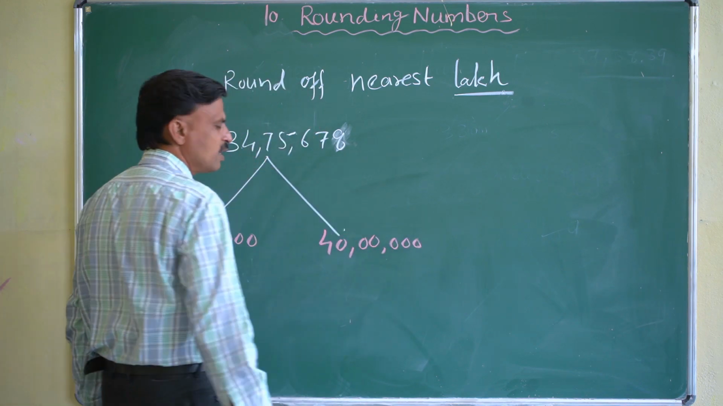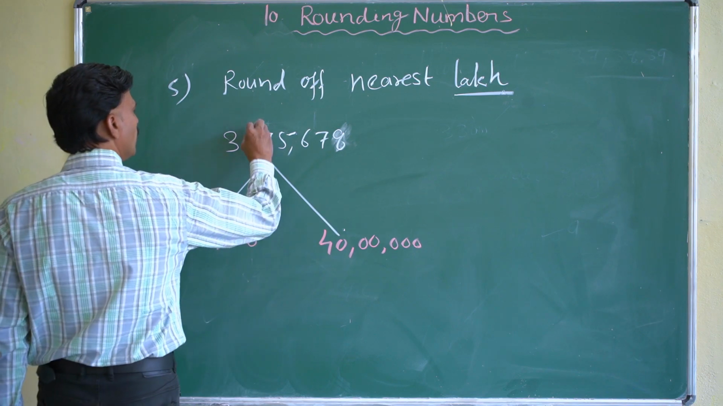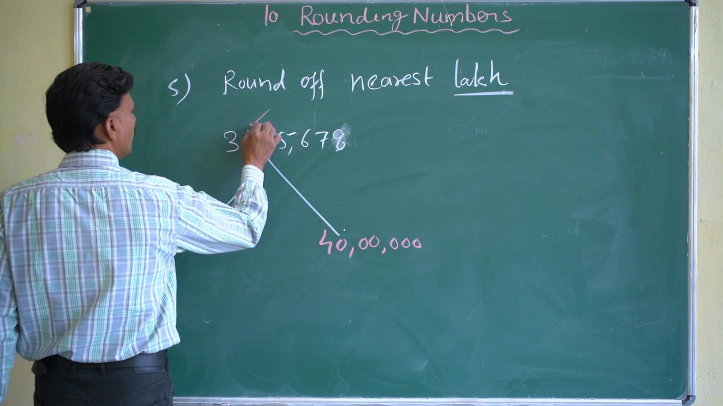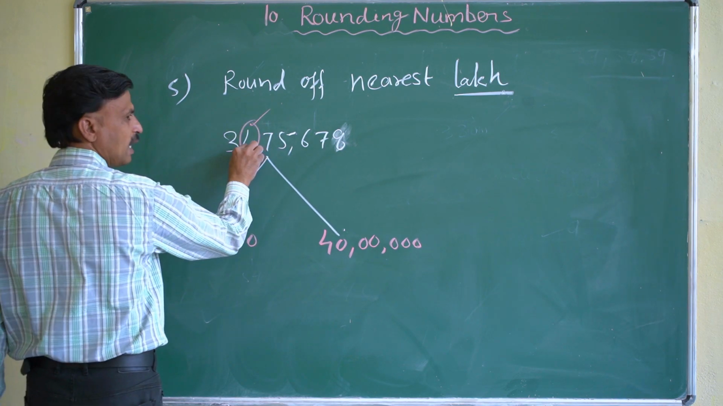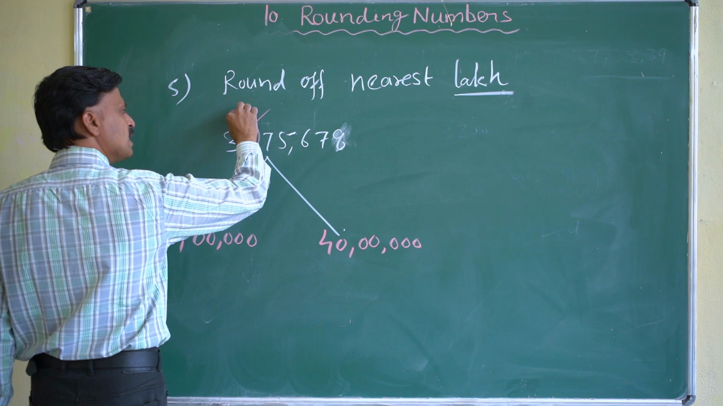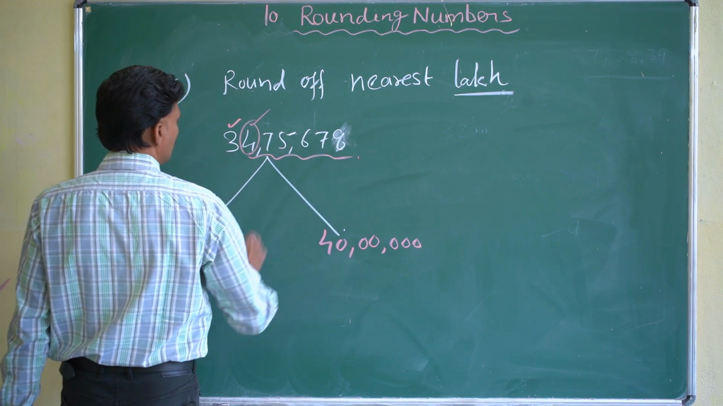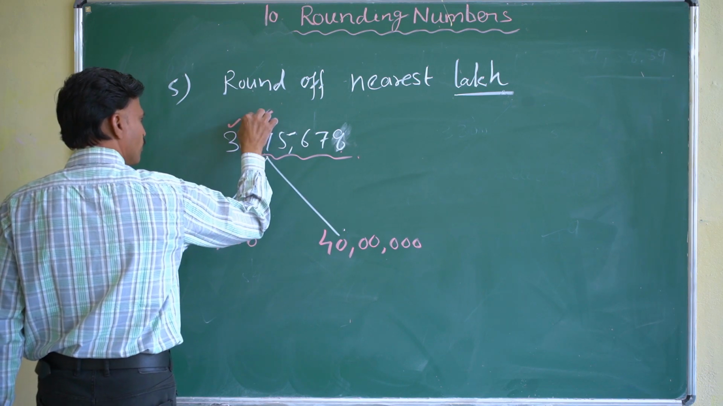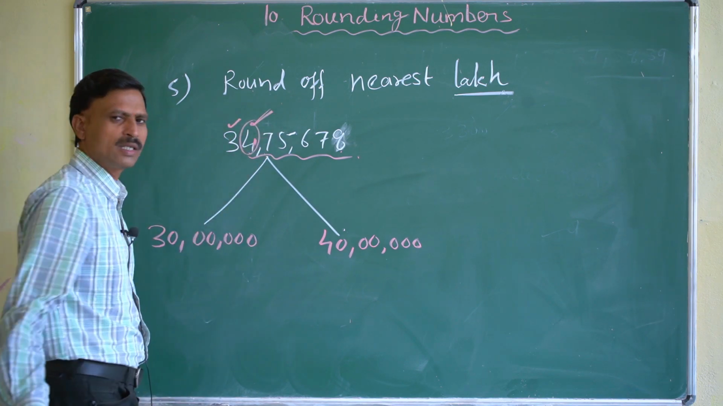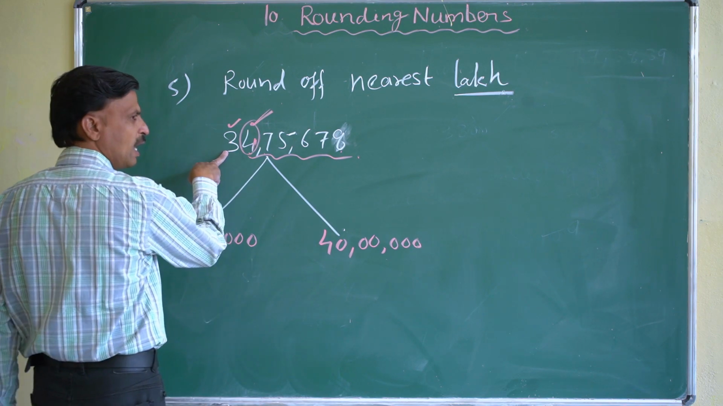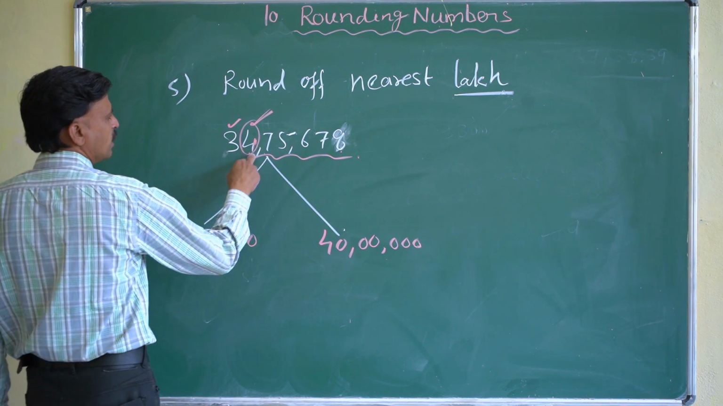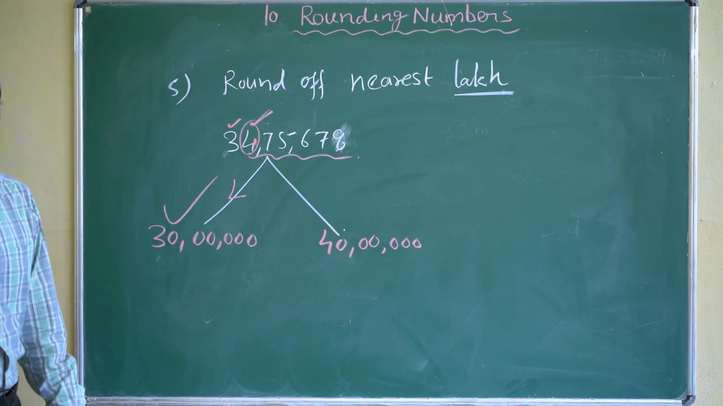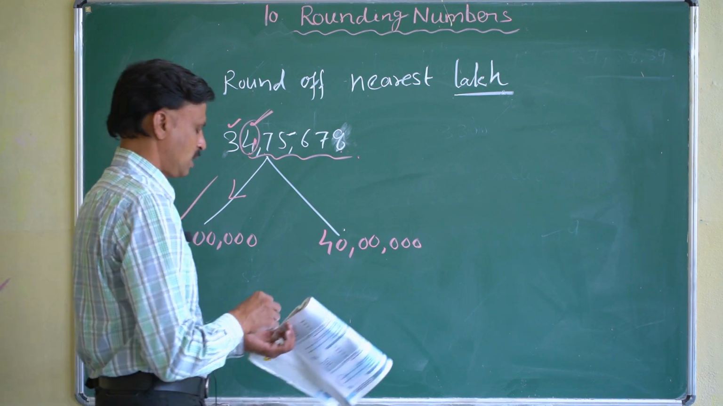Here also the same process. We'll see the value in the lakh place. What is that? It is 4, which is less than 5. So this will remain the same and the other digits become 0. This will remain the same since the lakh place digit is 4. That's why 3 will be kept as it is, and the other digits become 0. So the answer is 30 lakh. This value is nearest to 30 lakh.